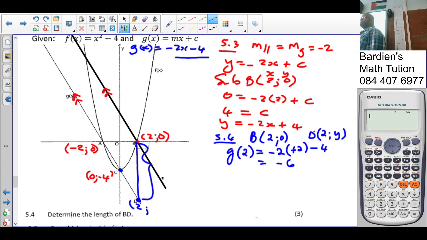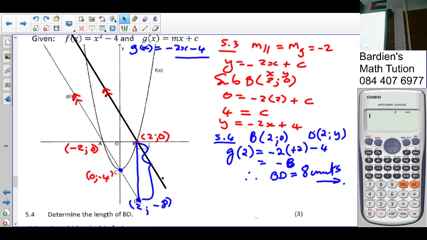Does it make sense? As you can see, it's in the fourth quadrant. x is positive, y is negative. That makes even more sense. But yes, I made a mistake with the calculation. So that's going to give you negative 8. So therefore, what is the length of BD? From 0 to negative 8 is how many units? 8 units. Remember, length is never negative. You will agree with that, people? Thank you, mate. Okay.